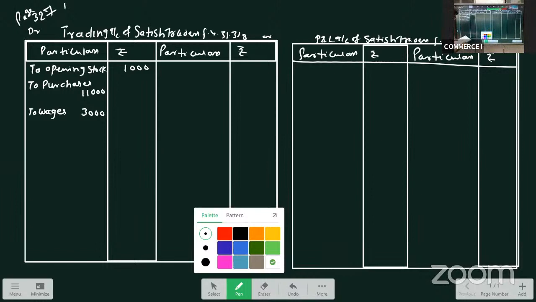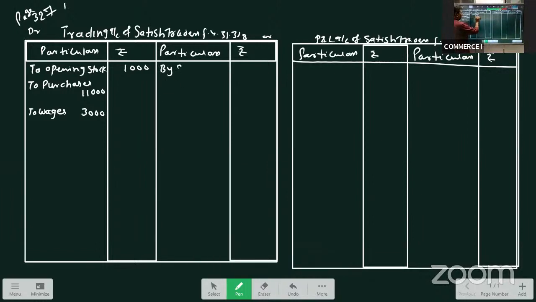So returns on the debit side are what? Sales return. Those are to be deducted from sales. So I am writing the returns amount here. Sales we will see when we go to the credit side. So returns are given as 1,000.